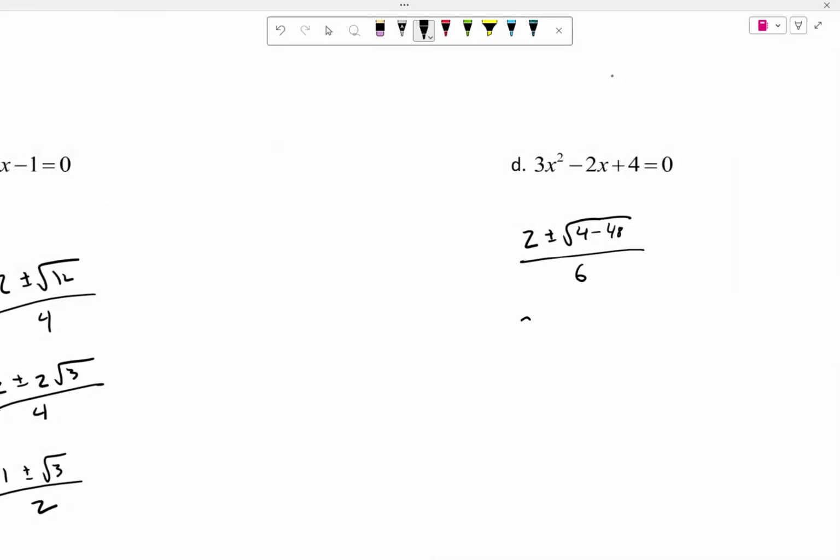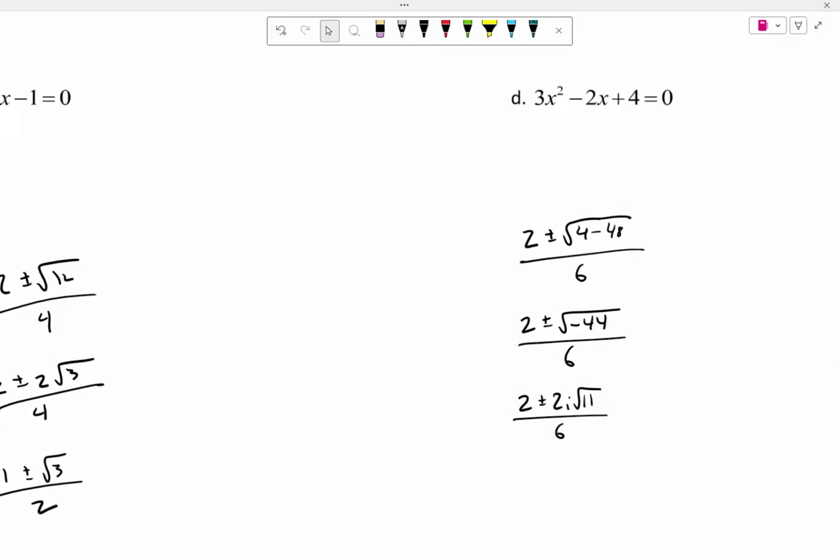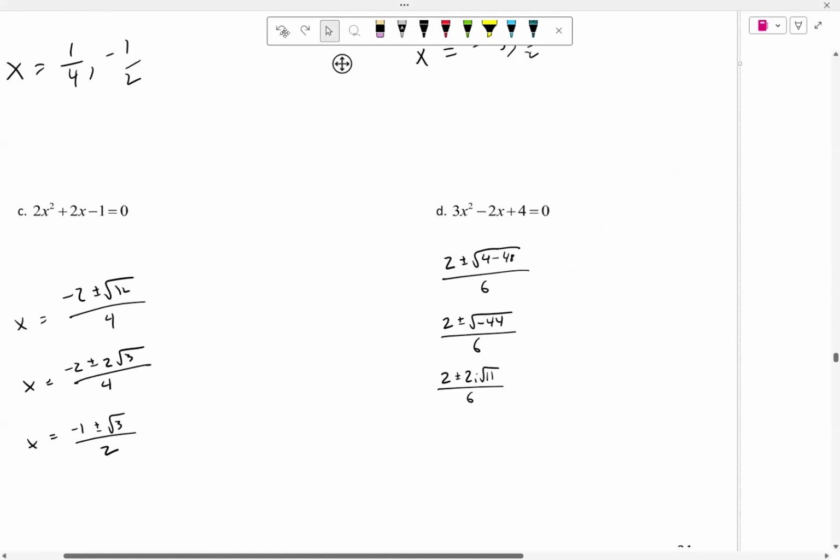You can count it as an imaginary number. So if you're going for imaginary number, you do 2 plus or minus 2i root 11 over 6. Should we go into imaginary territory? Would that be acceptable? Yeah, definitely. So what do we get from here? 2 plus or minus 2i root 11 over 6, and you simplify that by dividing by 2 to 1 plus or minus i root 11 over 3.